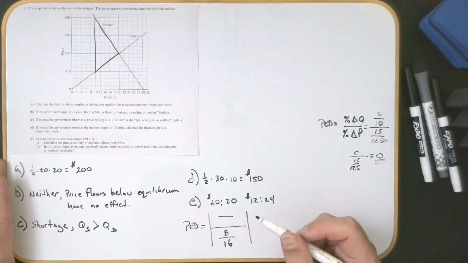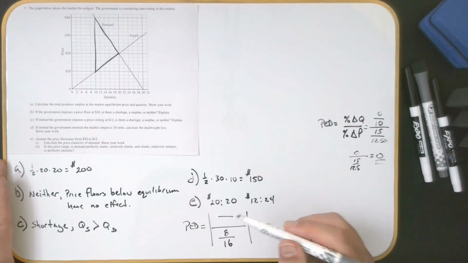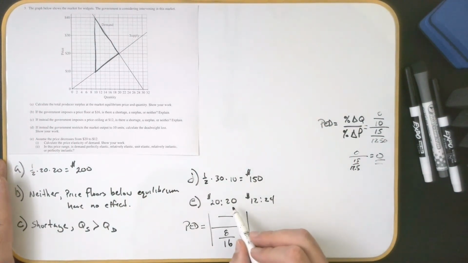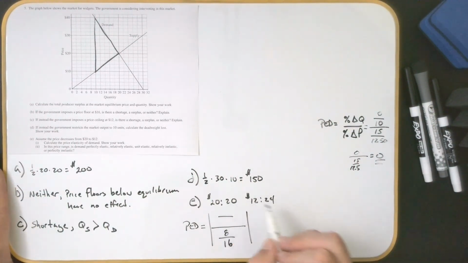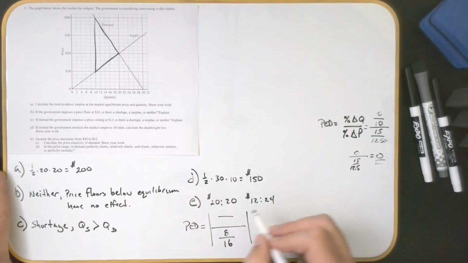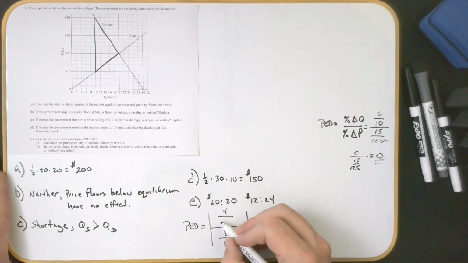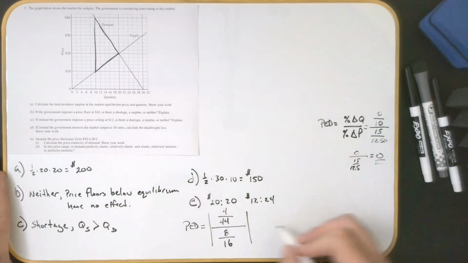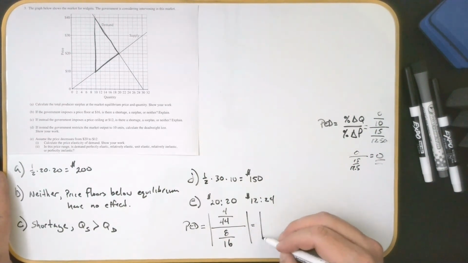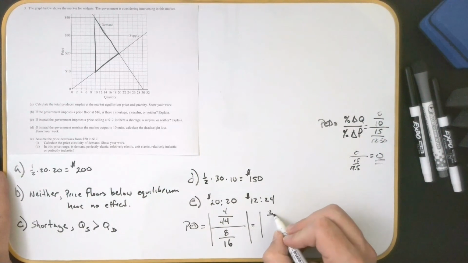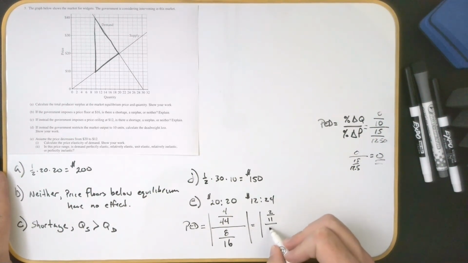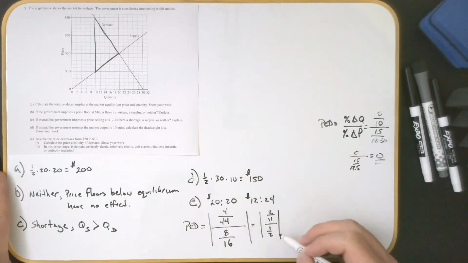Then let's look up here. We are looking at our quantity. So our quantity, we had 20, but we increased to 24. So our difference there is 4. And then the average of these two, the average of 20 and 24 is going to be 44 divided by 2. Okay, so all we have to do is simplify this little fraction. So this reduces to, I think we get 2/11, and then over here we get 1/2. Okay, and so we're going to flip that up, and we are going to get absolute value 4/11.